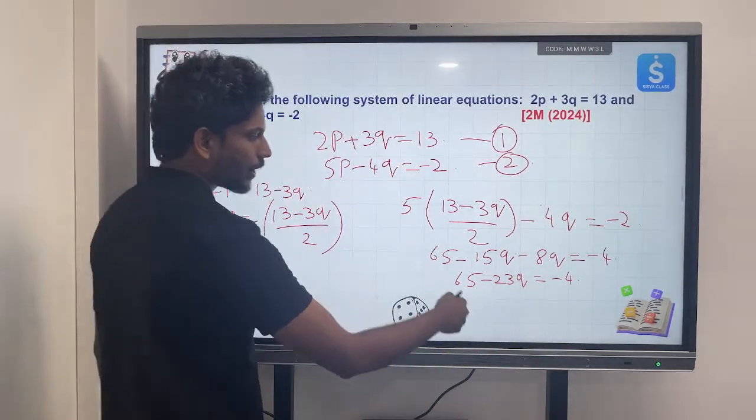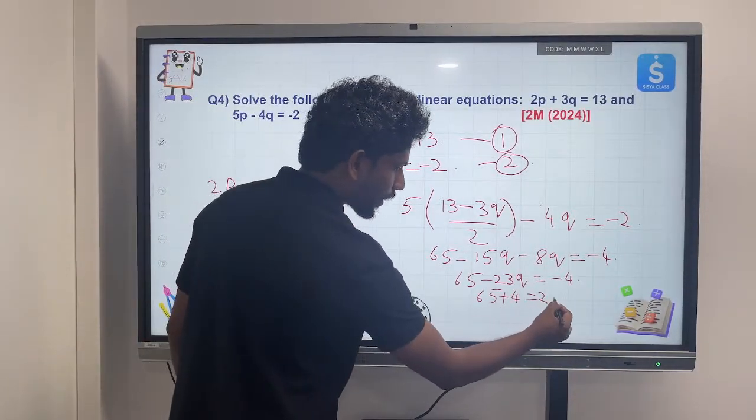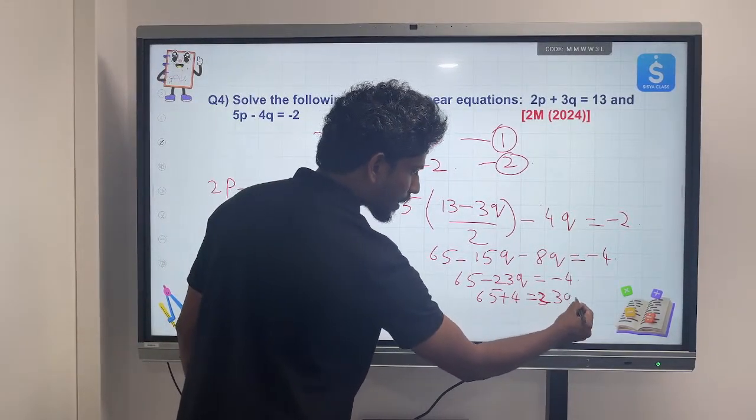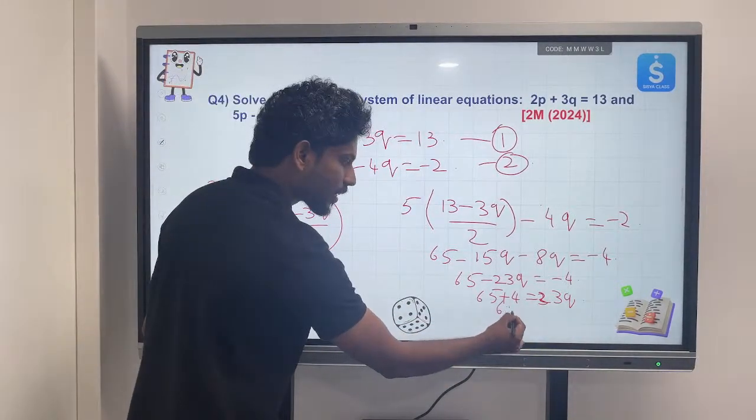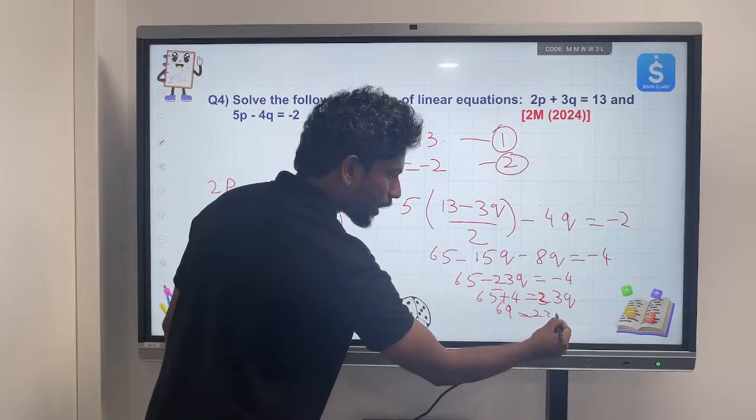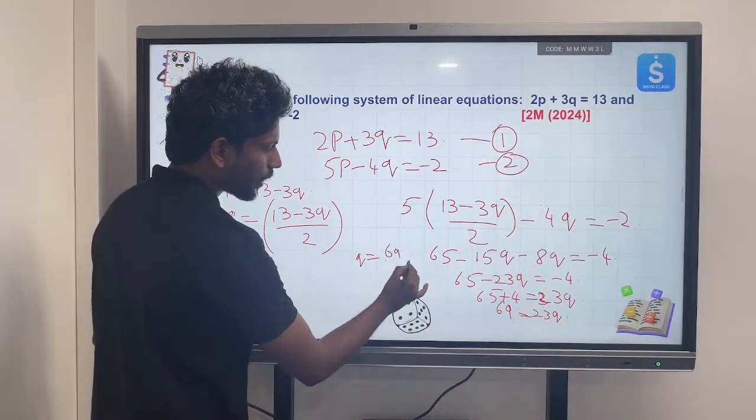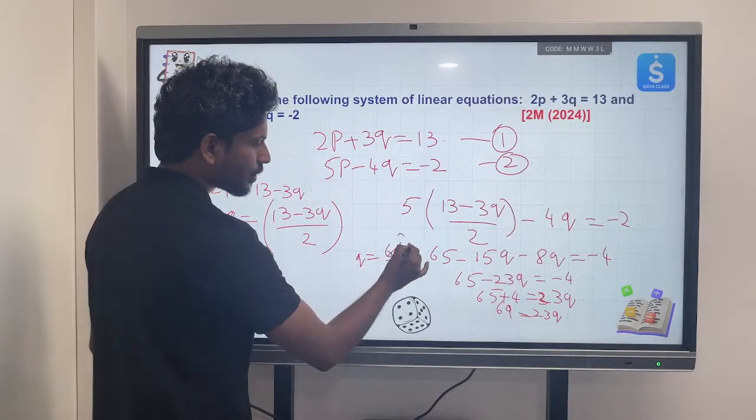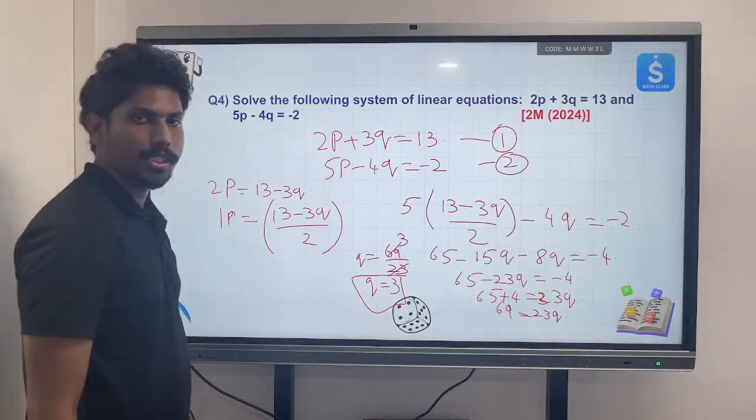So now if you try to rearrange this, 65 plus 4 is equals to 23q, and this turns out to be, what is 65 plus 4? 69, which is equals to 23q, and the value of q is equals to 69 by 23, which is equals to 3. So what is the value of q? The q value is equals to 3.